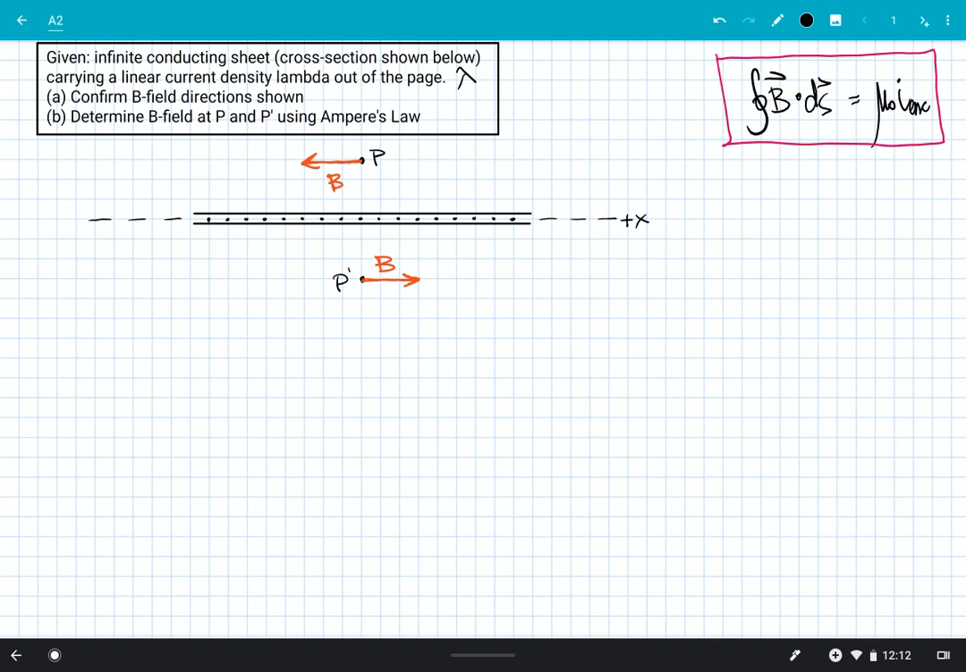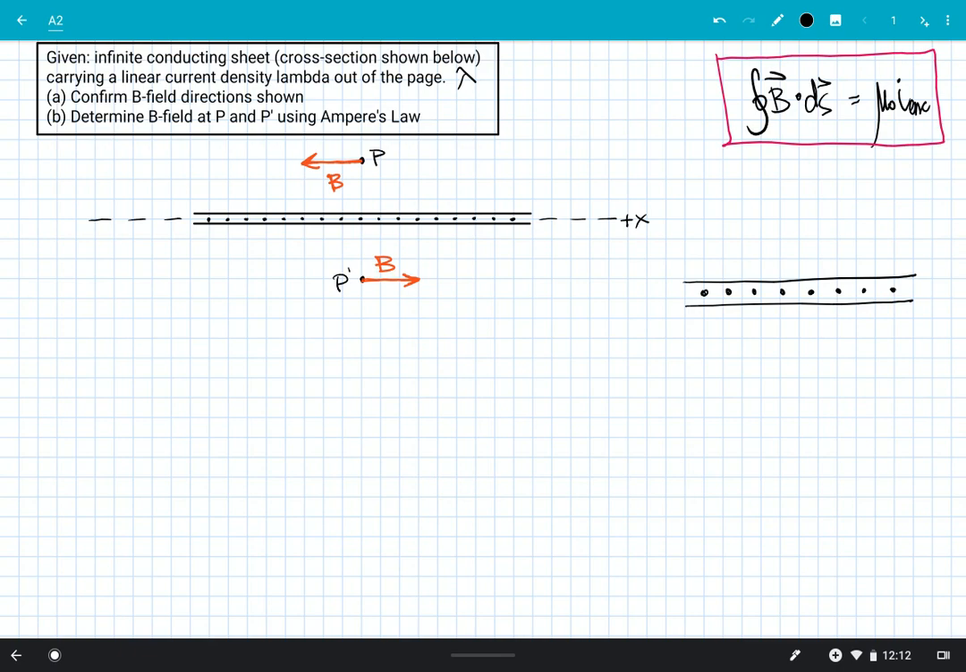So first, to confirm the direction. You can think about this sheet as a summation of a whole bunch of adjacent wires. What would happen if you had a whole bunch of wires all sitting right next to each other, and those wires were all carrying current out of the page? I'm going to draw a little diagram to the side so we can have that conversation for a second. So here, this would be a whole bunch of wires, right? That's how we're thinking about this sheet, sitting right next to each other.